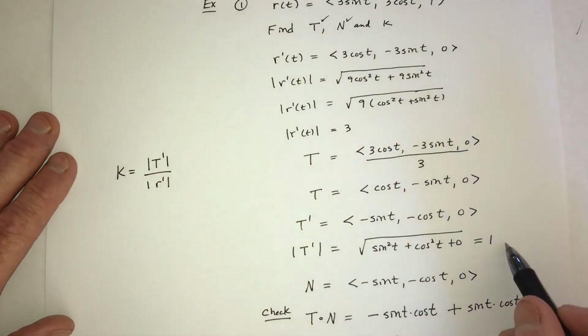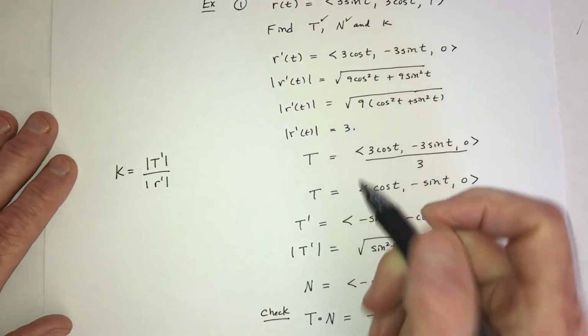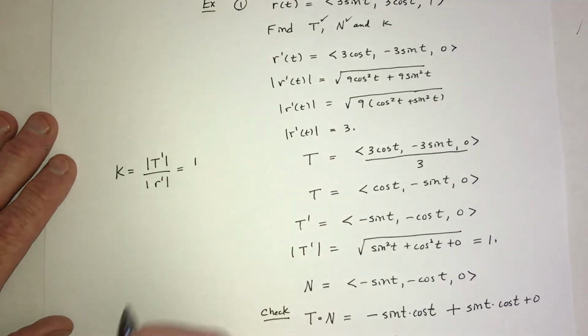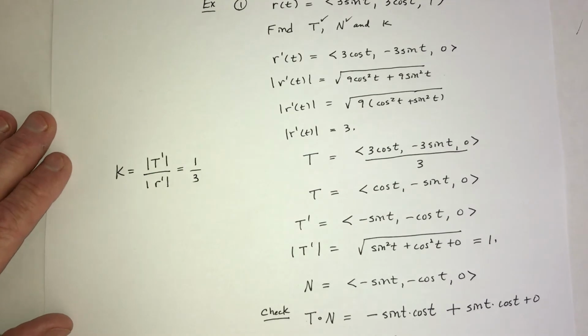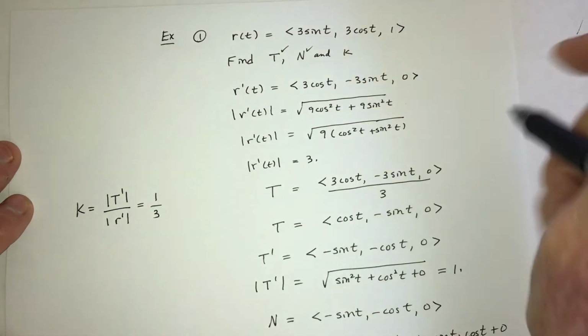And so the length of T prime is right here. The length of r prime is right there. Oh, that's nice. Good job, Greg. You did the work for me already. Thanks, buddy. So the curvature equals 1/3. So as I mentioned before at the beginning, this is a circle of radius 3.